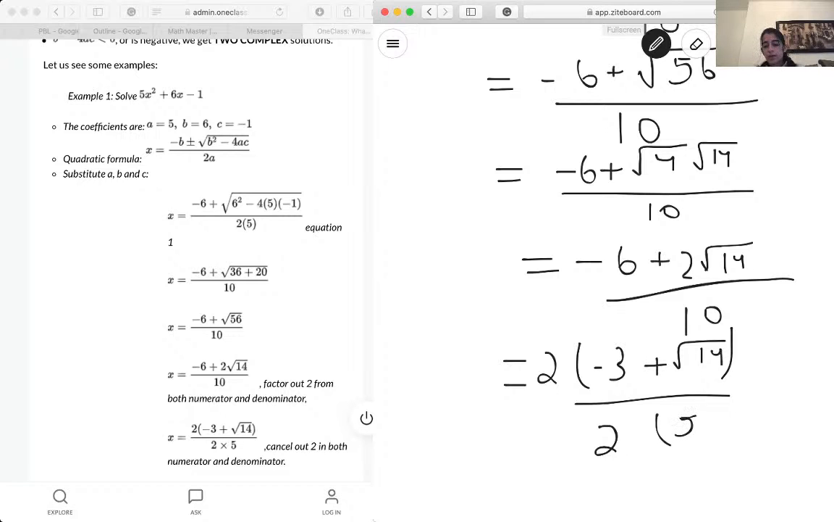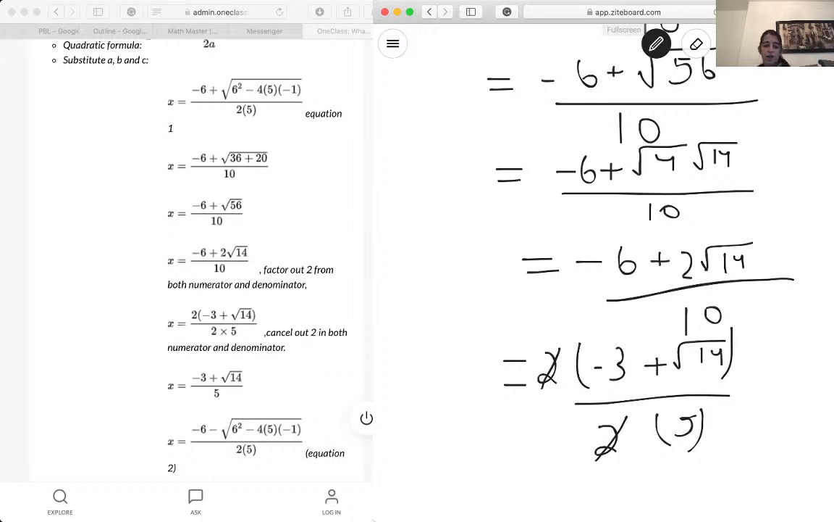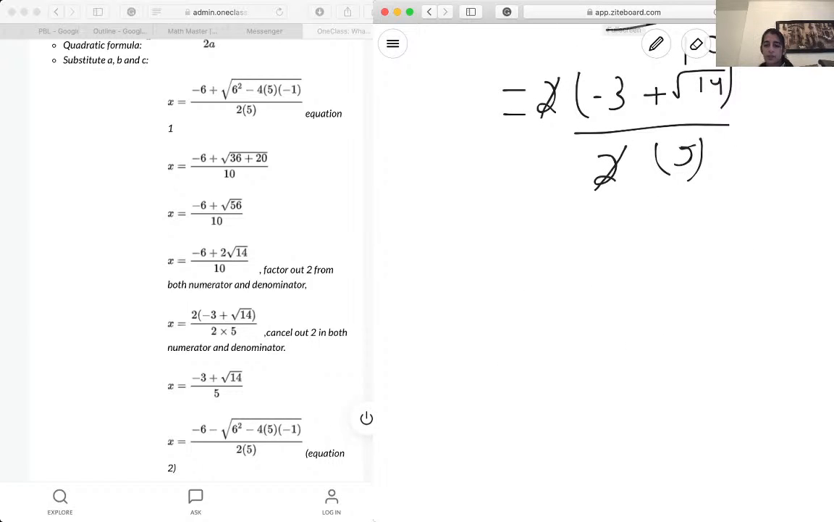Again, we want our answer in the simplest form possible, and these two are going to cancel out, and so our final answer is going to be -3 plus the square root of 14 over 5. Plus the square root of 14, sorry.